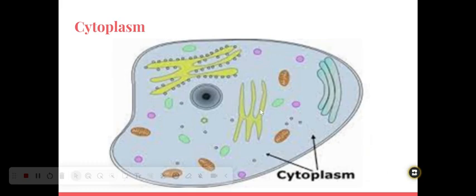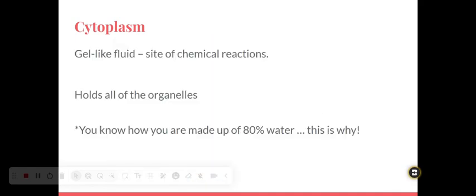The cytoplasm, that's just all the fluid inside of the cell, right? If this is the cell membrane, here's the nucleus. I think that's supposed to be the endoplasmic reticulum because there's the ribosomes. All the liquid floating around, so kind of like your blood-ish, all the liquid floating around would be the cytoplasm. It's a gel-like fluid. It's where all the chemical reactions happen inside of a cell.